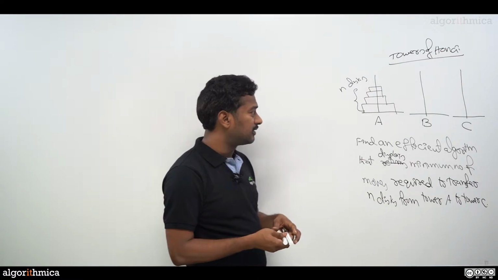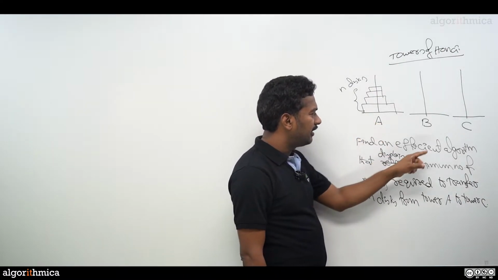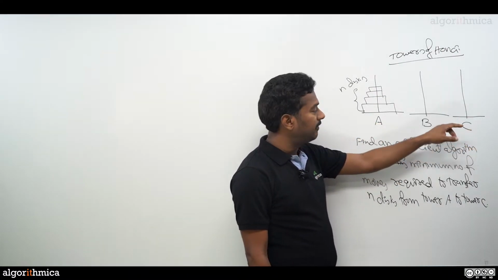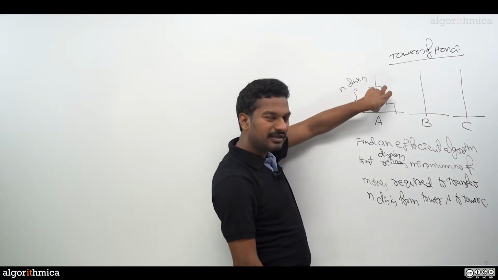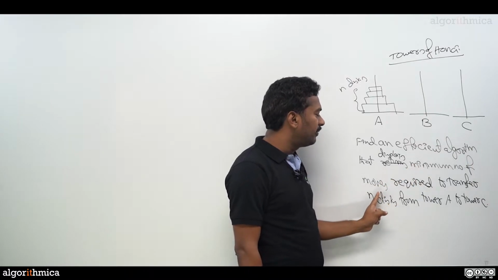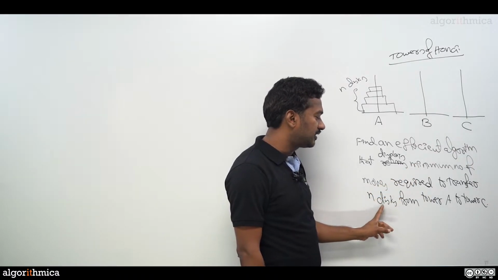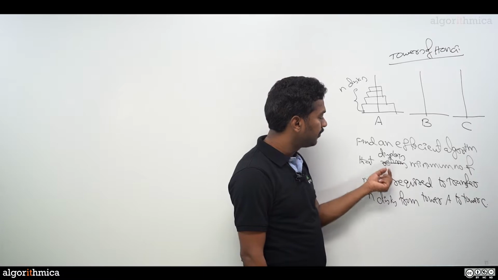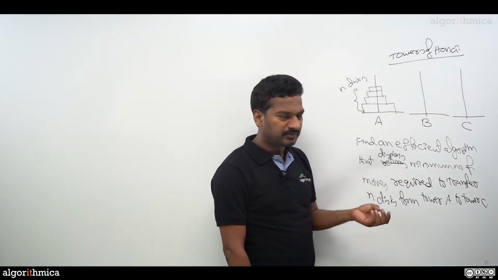So what do you mean by this? Tower A is available, tower B and tower C are available. Our job is to move all these n disks from tower A to tower C. But what is the minimum number of moves required to transfer all these disks from A to C? You must display those moves.